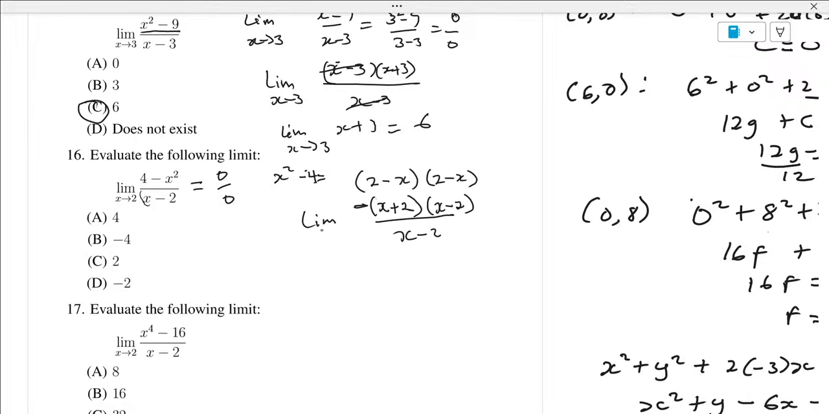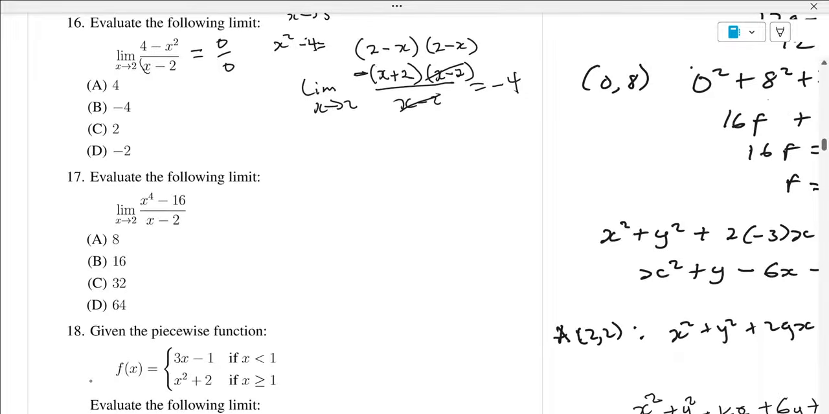So this will be the limit as x approaches 2. Now we can cancel this out, and I will have negative x plus 2, and that will give us negative 4. So our answer is supposed to be negative 4, not 4. So please, these are some of the technicalities that come with the questions that we are given. If you don't take time, you might know your way around it, but you will not get the answer. Okay, so let's move on to the 17.